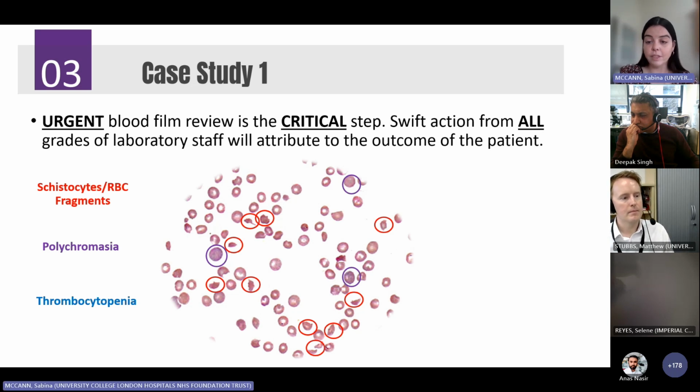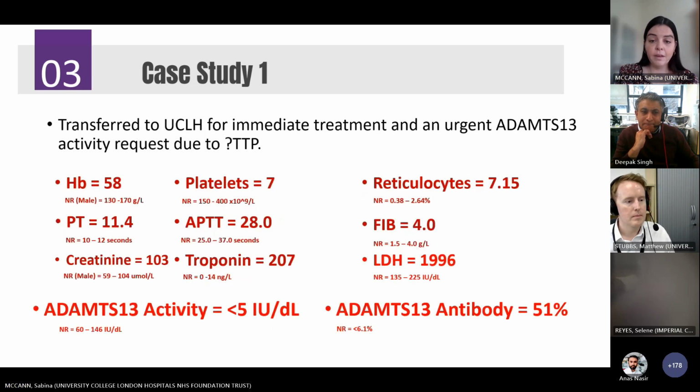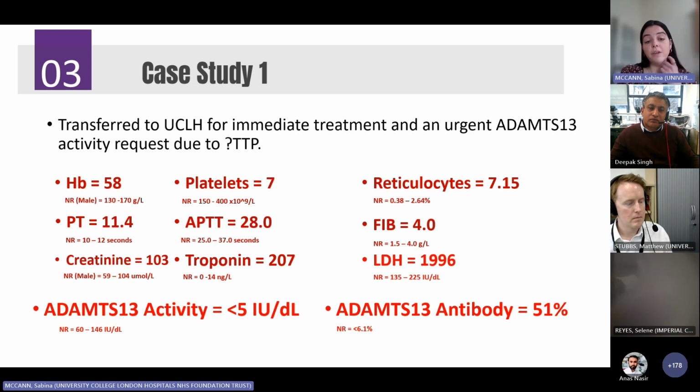So we've had a good 70 responses to that question. The main 3 that I've highlighted on this blood film are key features of TTP, but obviously each case is slightly different. So the patient was immediately transferred to UCLH for immediate treatment with plasma exchange, as Dr. Stubbs discussed earlier. At this point, UCLH took their own bloods.